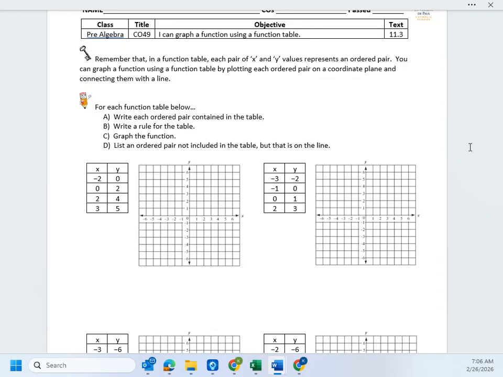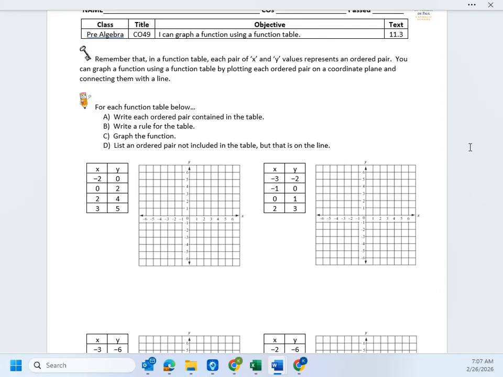We are doing CO49: I can graph a function using a function table. We worked with those tables and we worked with finding rules. We're putting a lot of things together in today's objective. It seems confusing and overwhelming, but it's just putting together a lot of things we already know. We know how to graph. We know how to read a function table. We've talked about finding those rules. Now we're putting the rules to a function table.